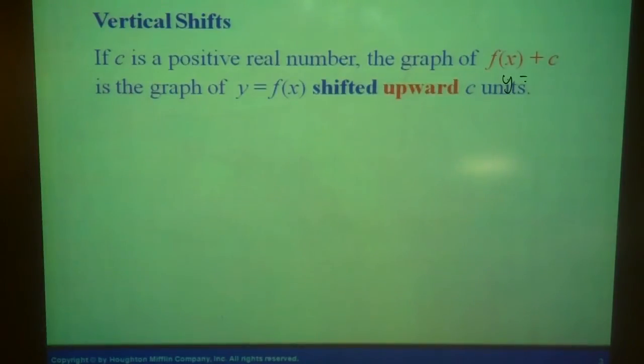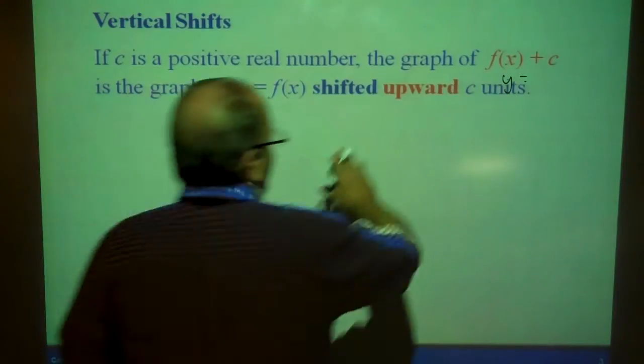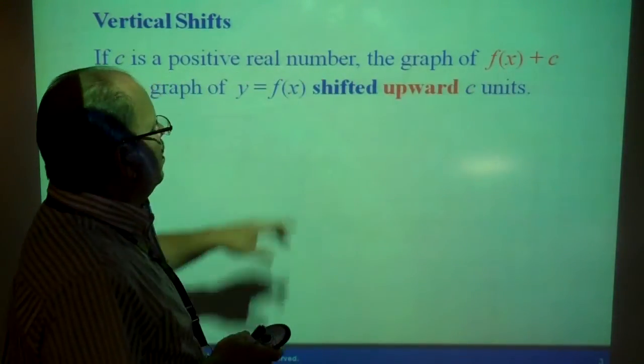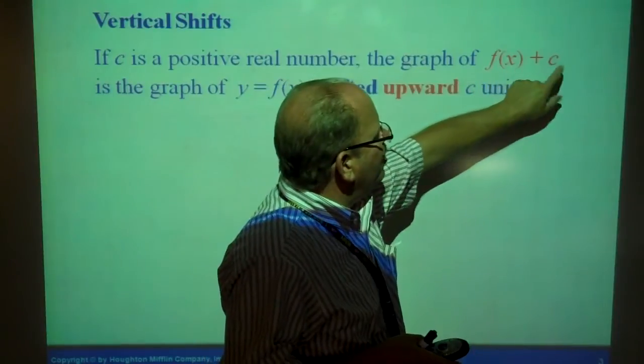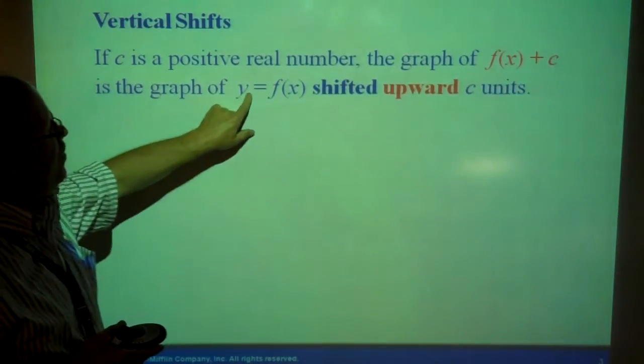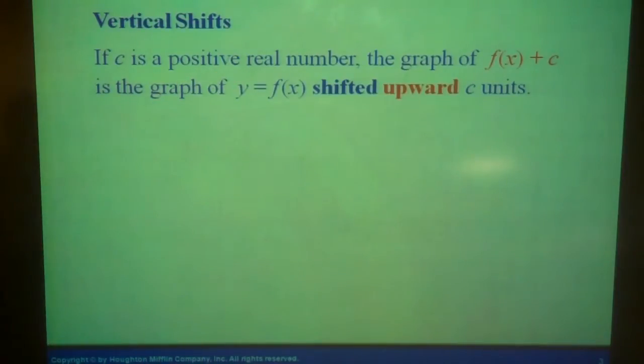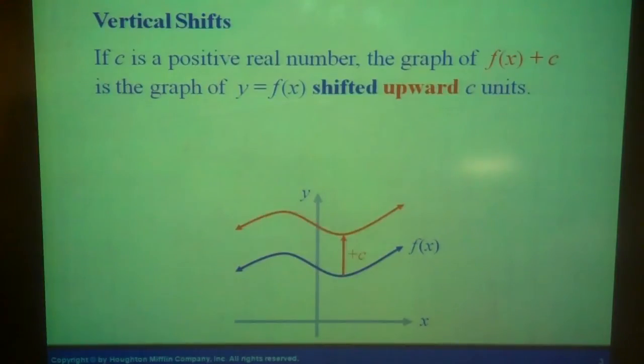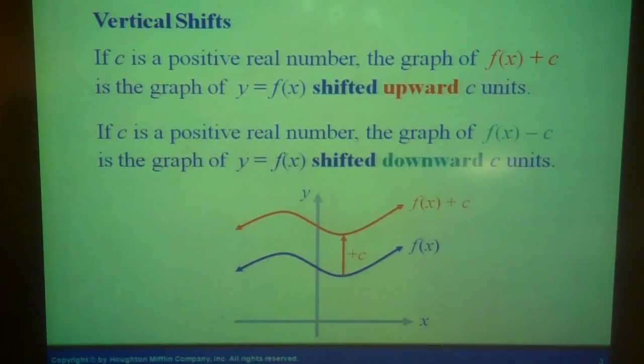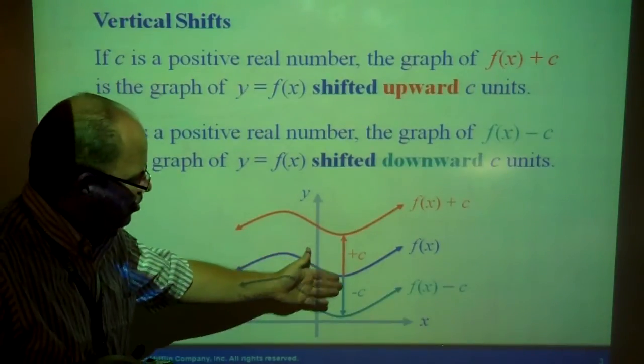Let's look at another example. Actually, generalize. The graph f of x plus c shifts the graph y equals f of x c units on the y-axis. If this was f of x, then f of x plus c would be this one. Shifted downward c units would be if it had f of x minus c. Then we would shift down.